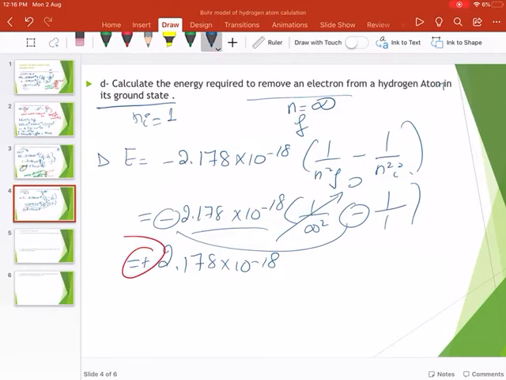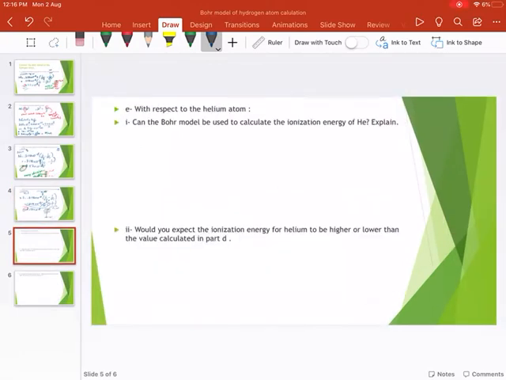Again, the answer is convenient with its positive sign because the electron was here, energy level 1, and got removed completely. Let us say if this is n equals infinity, it got removed, so the energy should be absorbed.